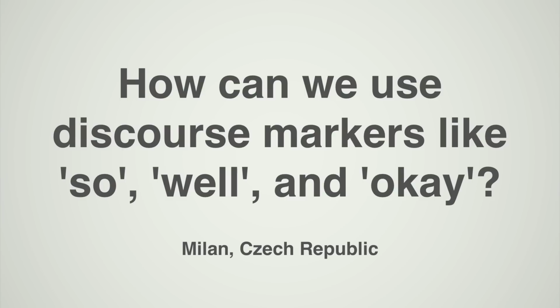We have a great question today from Milan from the Czech Republic. Here it is. Milan from the Czech Republic asks, how can we use discourse markers like so, well, and okay? Words like so, well, and okay are examples of discourse markers. So what I'm going to do is introduce what this means, give you some examples, and then talk about how you can use them.